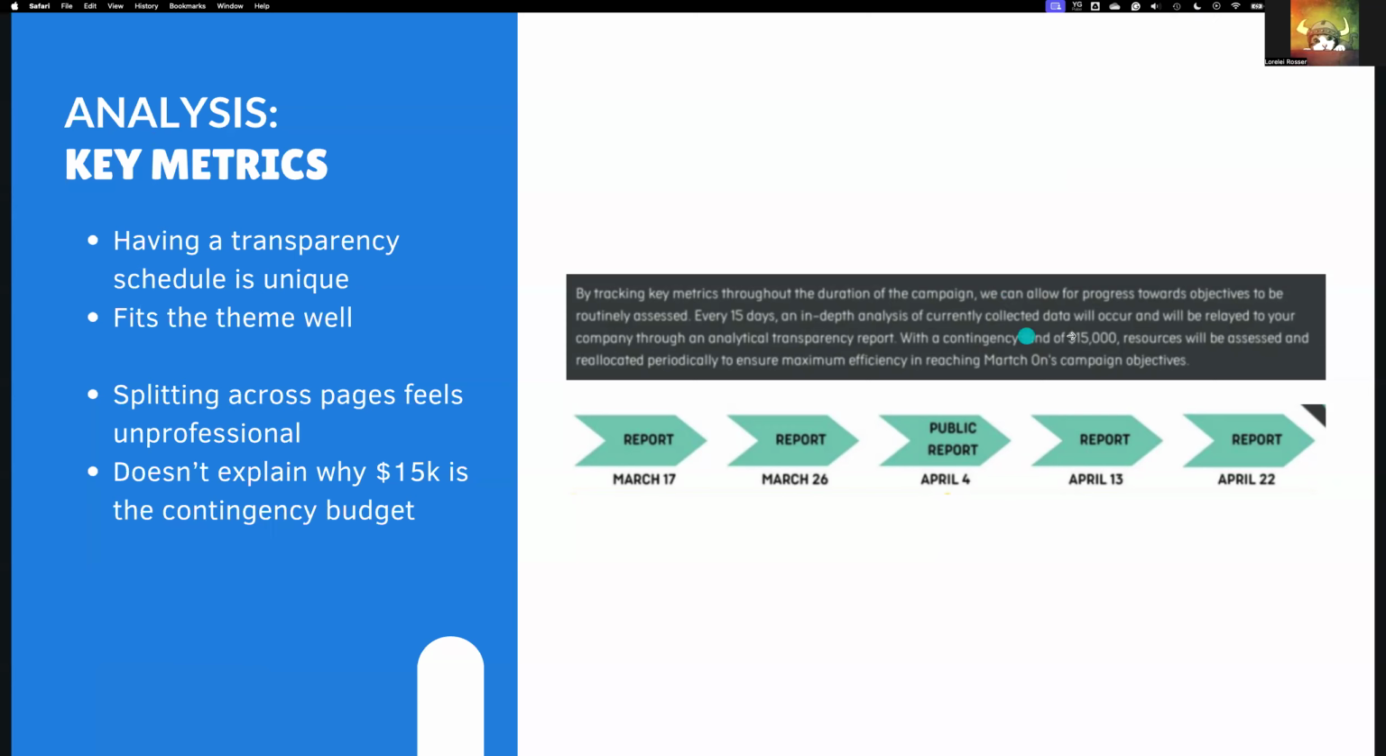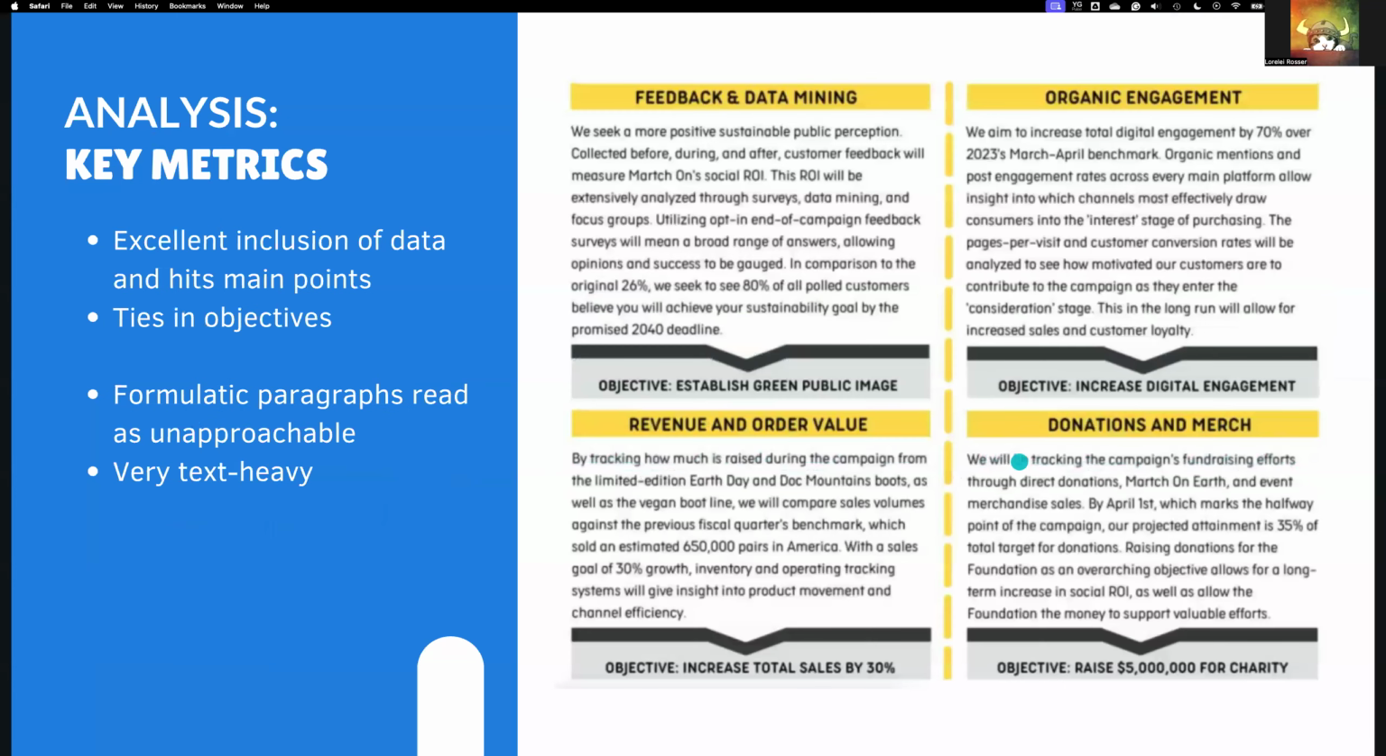Additionally, there's a contingency fund of 15,000, which by the way, every paper should have a contingency fund. I don't care what you were doing, it needs a contingency fund. And this should have been labeled. It's a little bit unclear what this is. This is a transparency schedule.